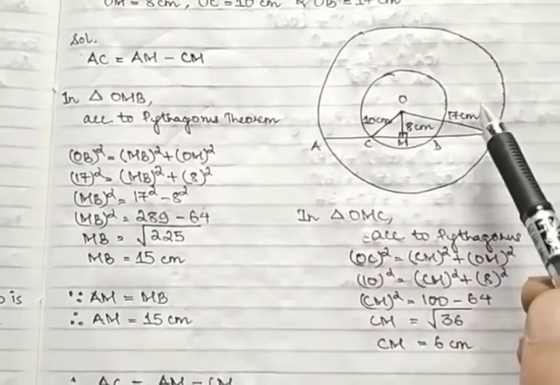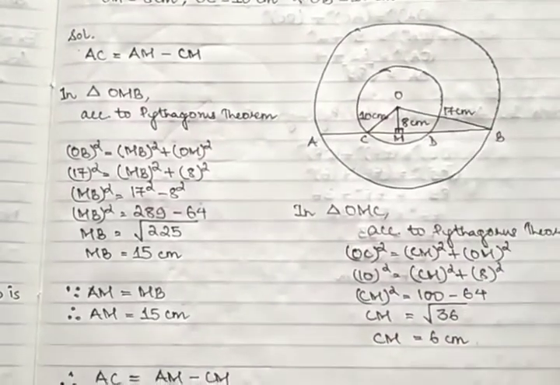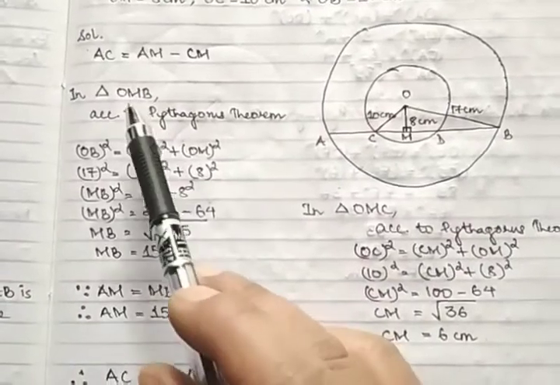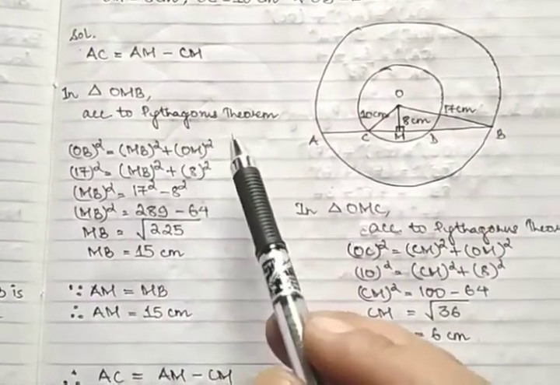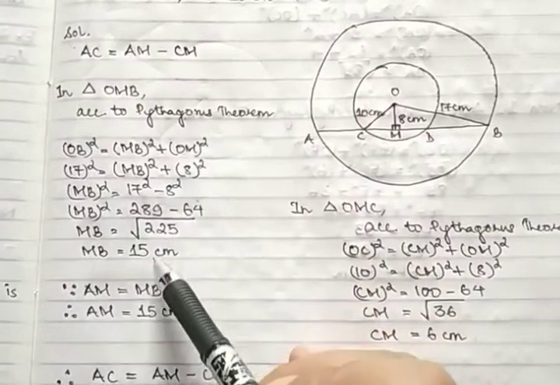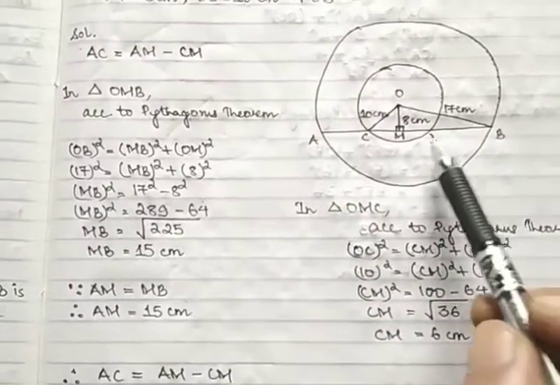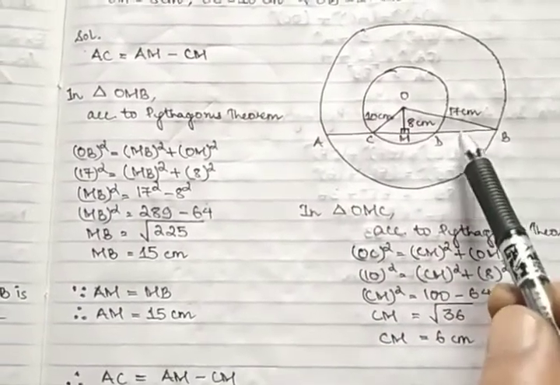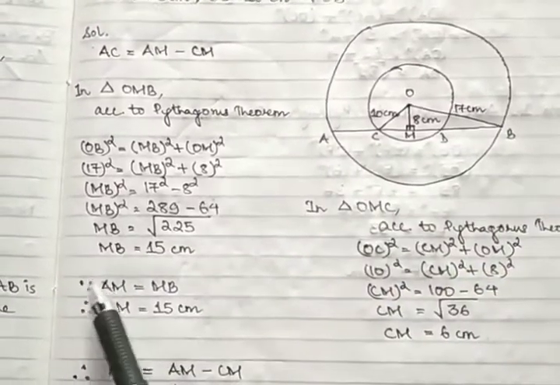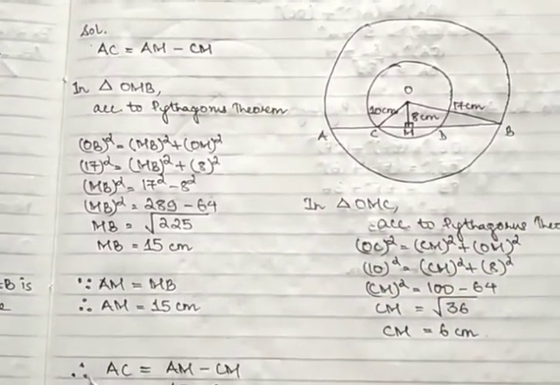So you know about the hypotenuse, base and all, isn't it? From triangle OMB, using the Pythagoras theorem, what we figured out was the base, that is MB. Base was your 15 centimeter. Now MB is equal to AM, so that's what I have written. Since AM equals MB, AM equals 15 centimeter.